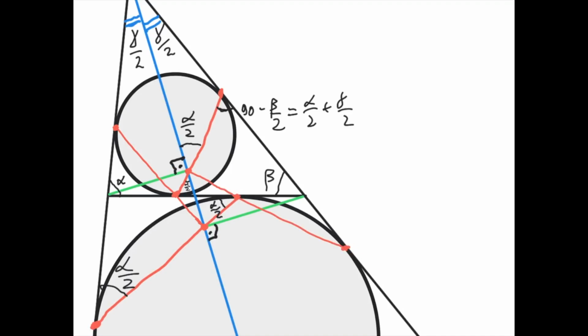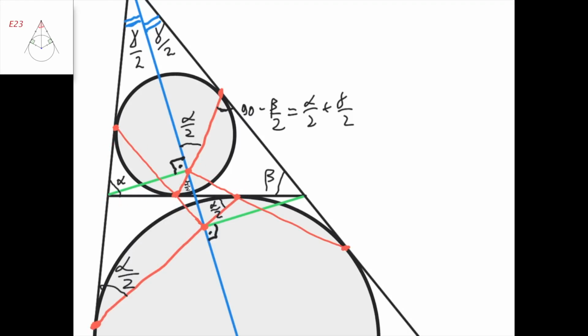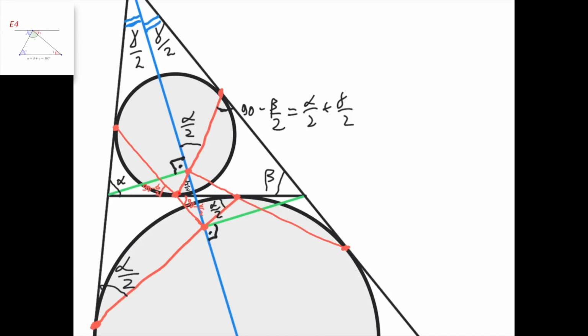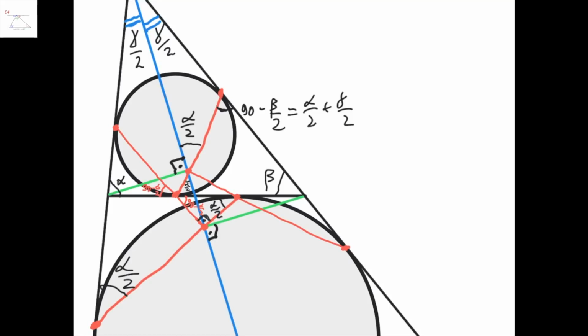And now we can get even more facts about this quadrilateral that we just proved is cyclic. For example, consider this triangle here. It's isosceles and one of its angles is alpha, and therefore this angle here must be 90 degrees minus alpha over 2. And therefore this angle here is also 90 degrees minus alpha over 2. Now from this triangle here, we know that this angle is alpha over 2 and this is 90 minus alpha over 2. And so this angle is 90 degrees. Similarly, we can show that this angle here is also 90 degrees.